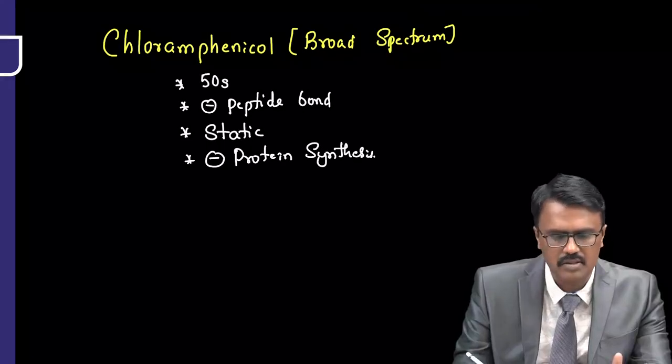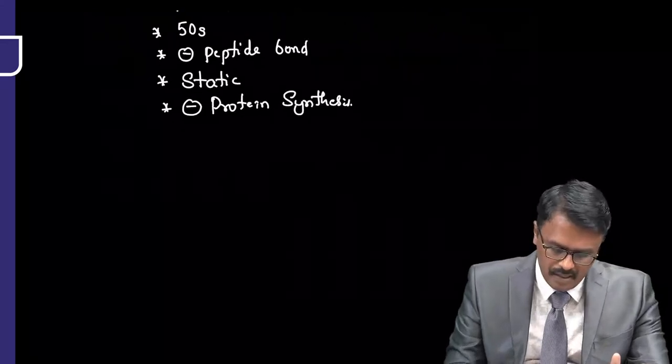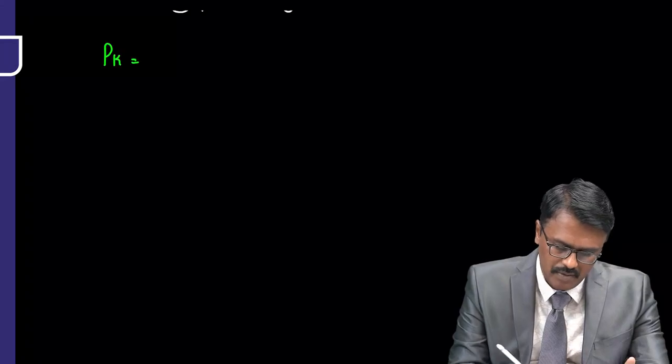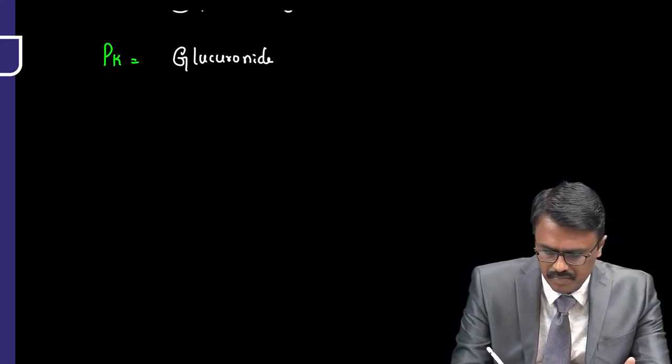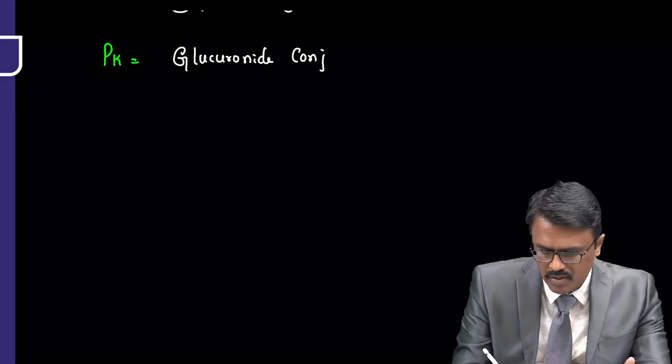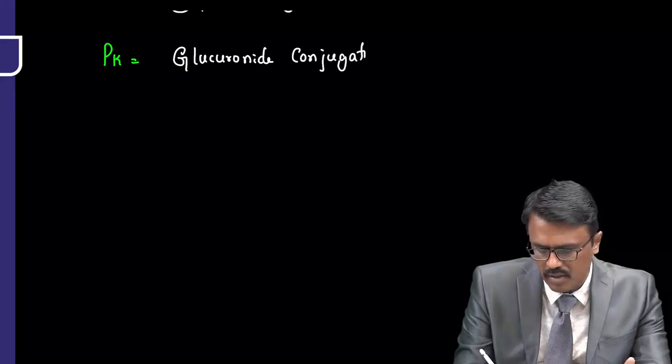So it's a protein synthesis inhibitor. Now, if it has acquired resistance, why should we study that? Now, importantly, remember a pharmaceutic, it undergoes glucuronide conjugation. So the main conjugation reaction is glucuronide conjugation.